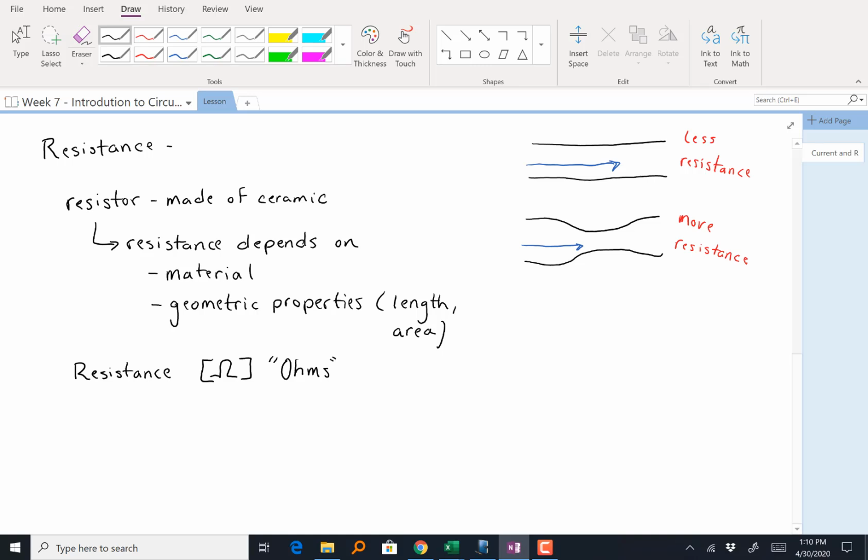So again, we construct resistors to have a particular resistance. It's not something that depends on what type of battery you have, or how much current is flowing, or what other resistors are in your circuit. It just depends on how it's been manufactured.